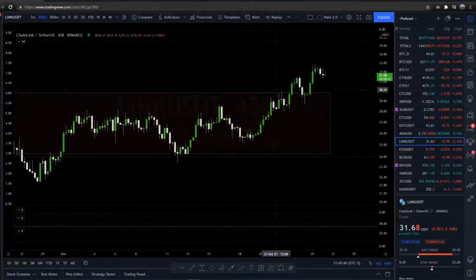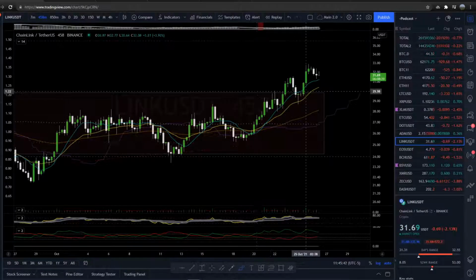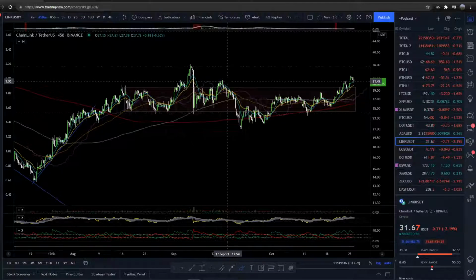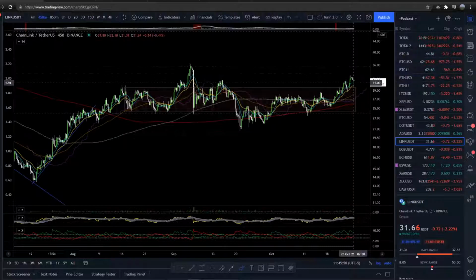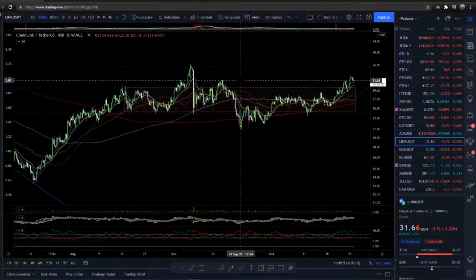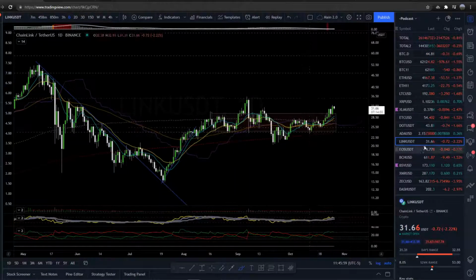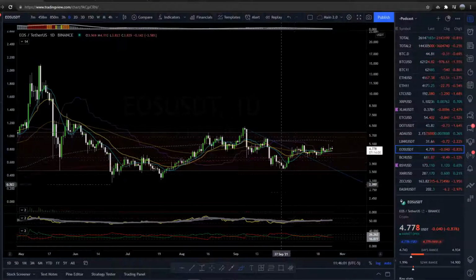Let's zoom in. Yeah, I don't have any problems with this chart. This one looks a little bit better. I like how the bulls are able to come back above this little swing high, and we're retesting it right now. I'm going to ratchet that up to 31. As long as we're holding above 31, this actually looks pretty good. So Link is showing a little bit of relative strength.